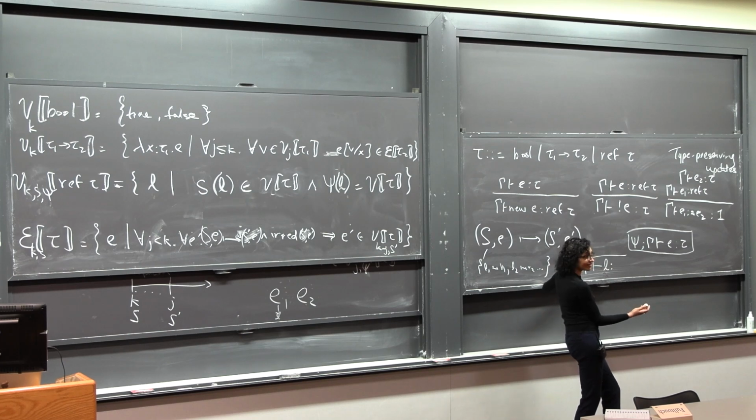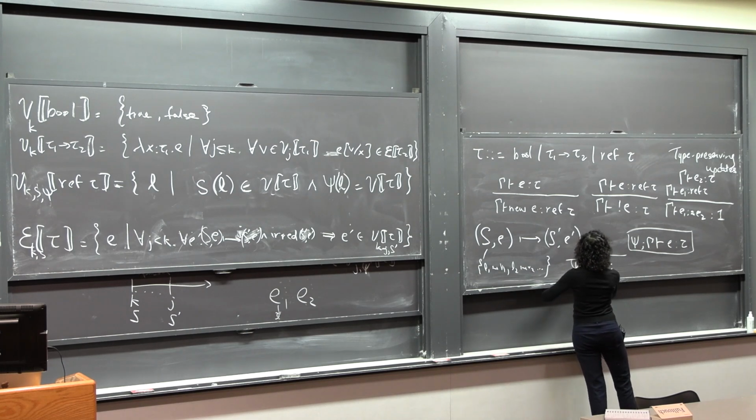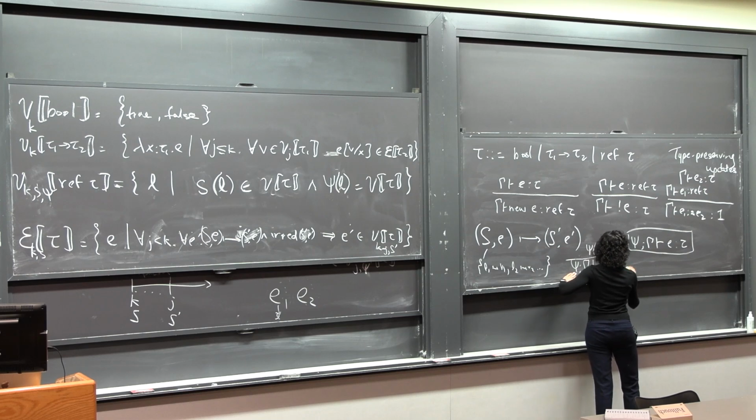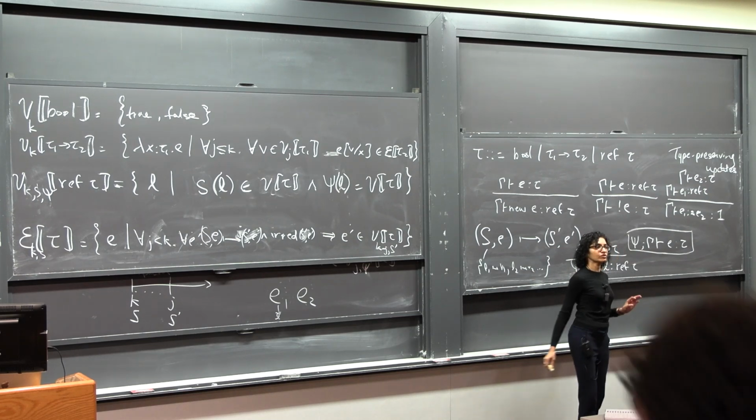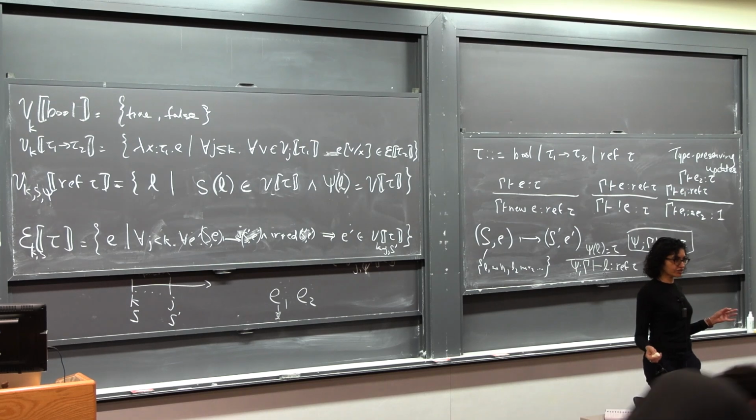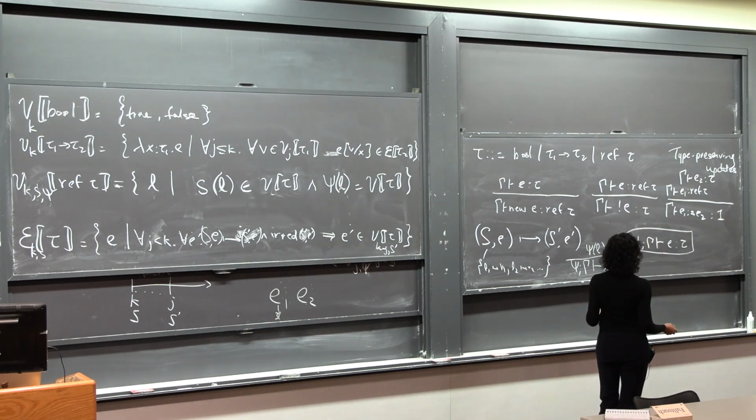You say psi tells us what our assumptions are about the types of all the locations. And then if I go look up L in psi, I'm going to get a tau, and that tells me that L must have type ref of tau. That is a typing rule you will need to add if you have to type check running terms. I haven't done that.